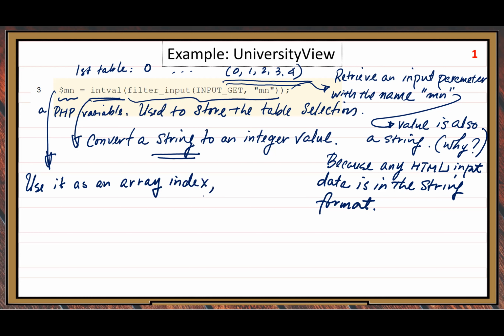We know an index should be an integer, right? So here we do that conversion. intval, we call this function to do the conversion. But at the beginning, we have no chance to select which table, right? When we run this program the first time, we do not have the chance to make any selection, right? So the default selection, that is the default selection.